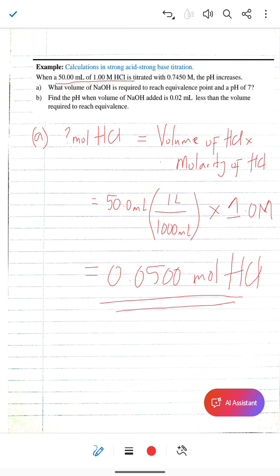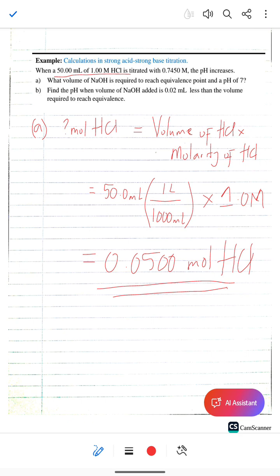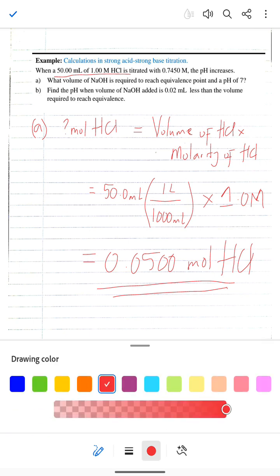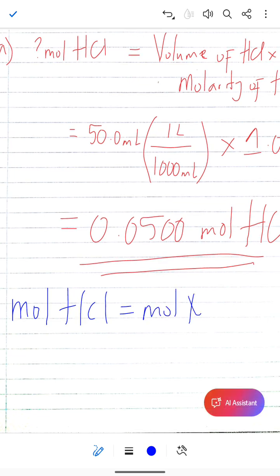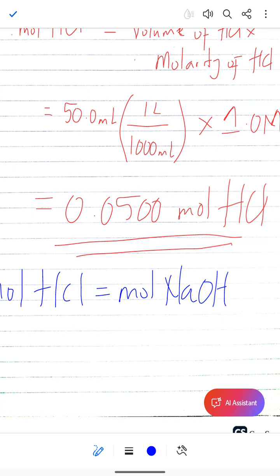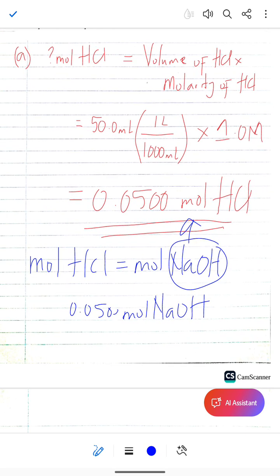To calculate the volume of sodium hydroxide required to reach the equivalence point, we need to agree that the moles of HCl equals the moles of sodium hydroxide. That means the moles of HCl is equal to the moles of sodium hydroxide. So I can conclude that the moles of sodium hydroxide is simply 0.0500 mole of sodium hydroxide. Now I can easily calculate the volume of sodium hydroxide.